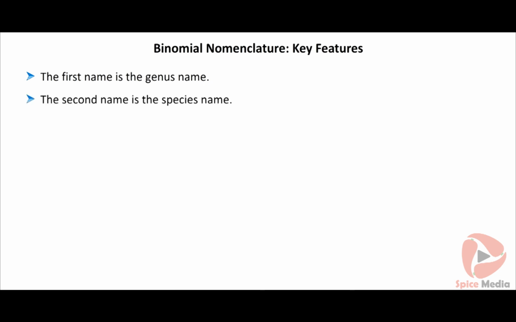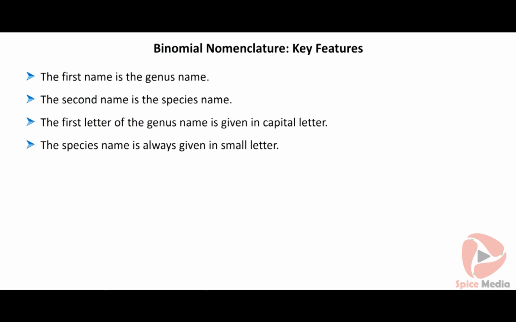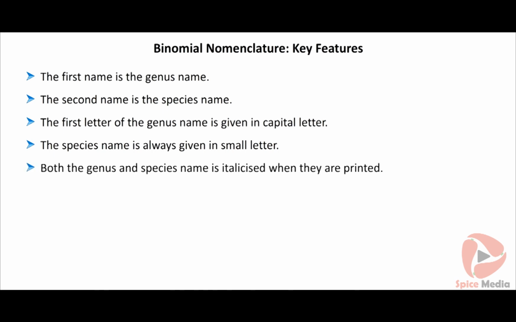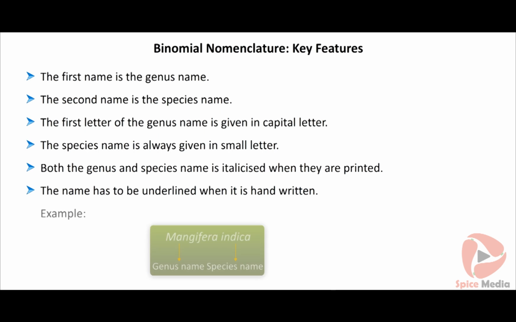Binomial nomenclature, key features. The key features of the binomial system of nomenclature. The first name is the genus name. The second name is the species name. The first letter of the genus name is given in capital letter. The species name is always given in small letter. Both the genus and species name is italicized when they are printed. The name has to be underlined when it is handwritten.